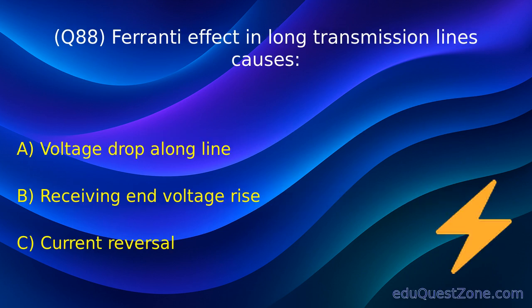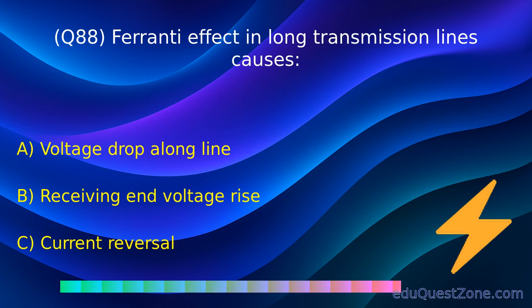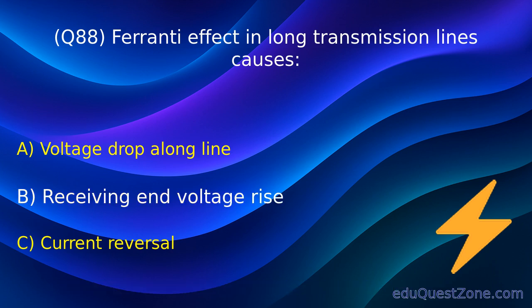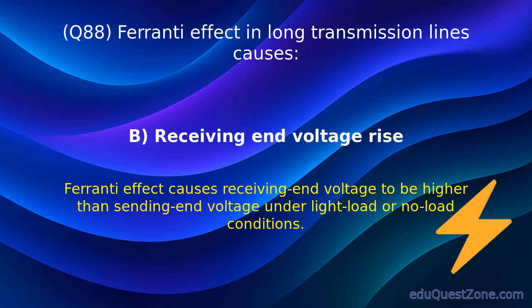Question 88. Ferranti effect in long transmission lines causes. The correct answer is B, receiving end voltage rise. In Ferranti effect, receiving end voltage becomes greater than sending end voltage at light load.